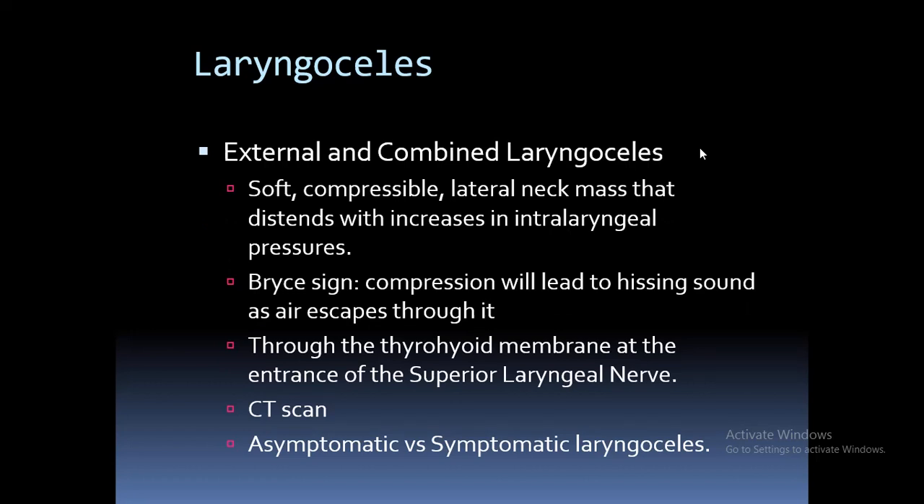External or combined laryngoceles present with a soft compressible lateral neck mass that distends with increases in the intralaryngeal pressure, for example on coughing. If you compress it, it will lead to a hissing sound as air escapes through it. We call it Bryce sign. And it passes through the thyroid membrane at the entrance of the superior laryngeal nerve. CT scan is important to see the extension.